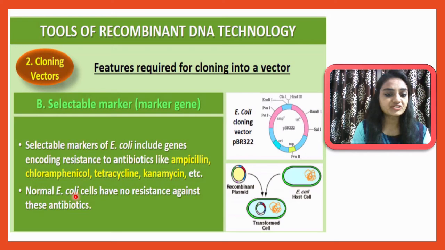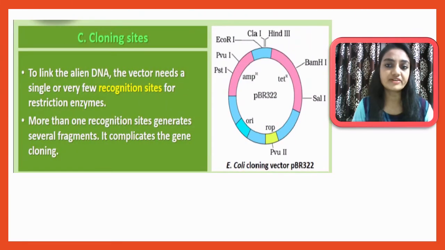Normal Escherichia coli do not have such a resistance gene inside their cells. The third important feature required in any cloning vector is the cloning sites. So what are the cloning sites? It is linked to the alien DNA, that is our desired DNA. The vector needs a single or very few recognition sites. As I told you, a recognition site is the site from where only the restriction enzyme can work.